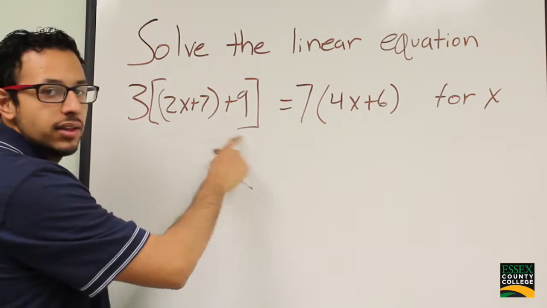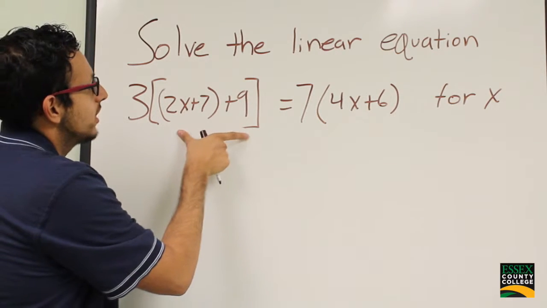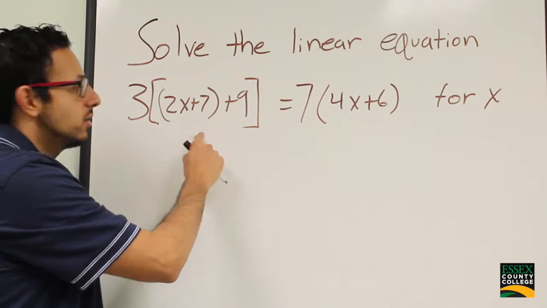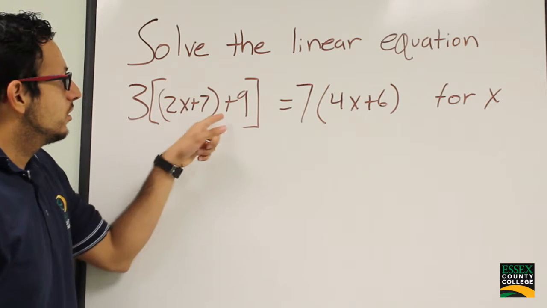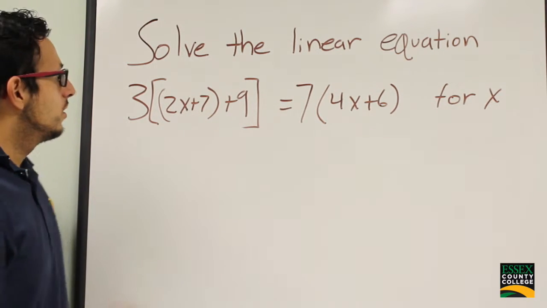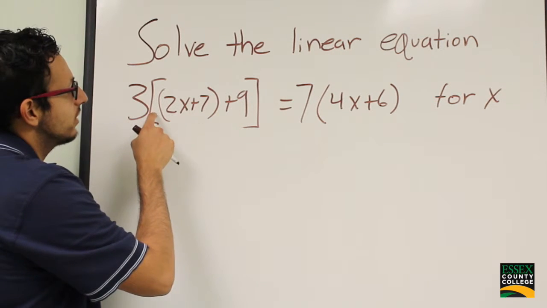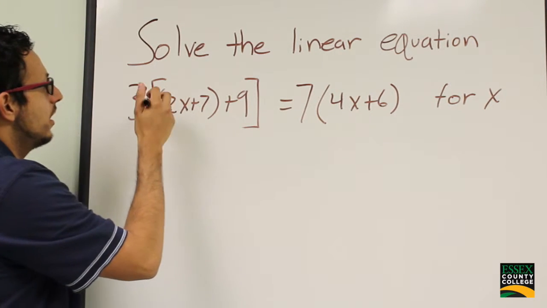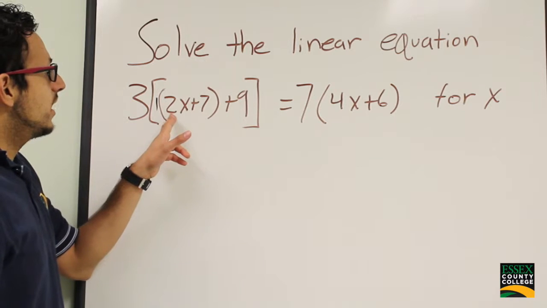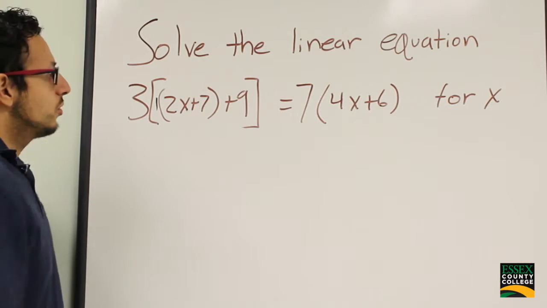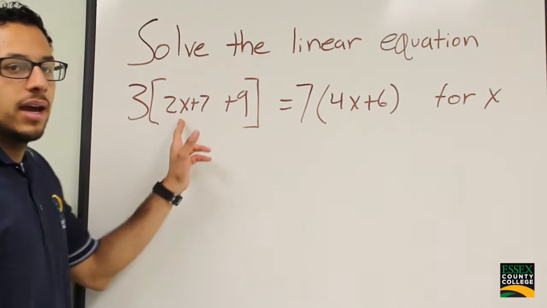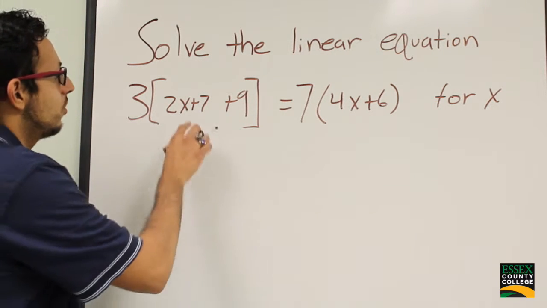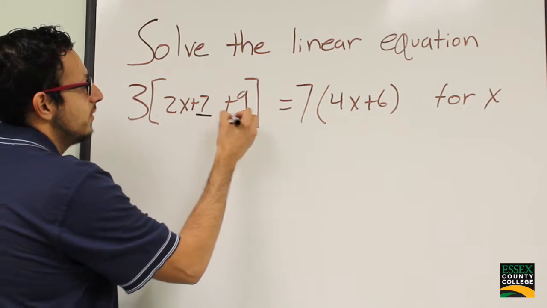So 3 times everything that's inside here. When we look inside here, we can simplify what's inside. So we see 2x plus 7 in parentheses plus 9. So we're adding 9 to this. Since we don't have anything to multiply here, because this is a 1 in front of it, this just stays 2x plus 7. So here we can just take away the parentheses and collect like terms. The only like terms here are 7 and 9.